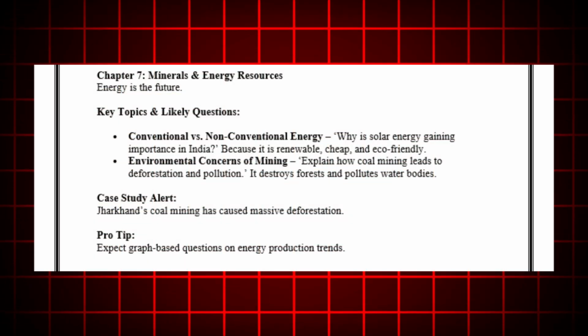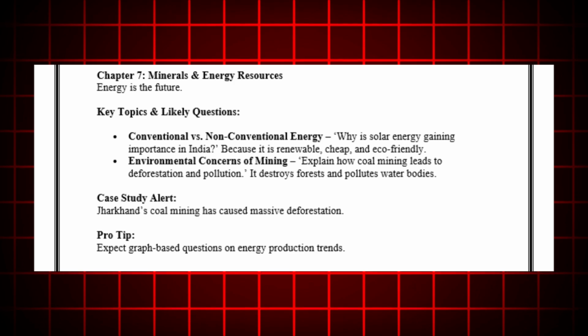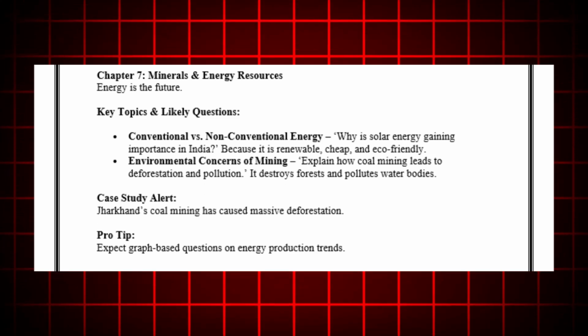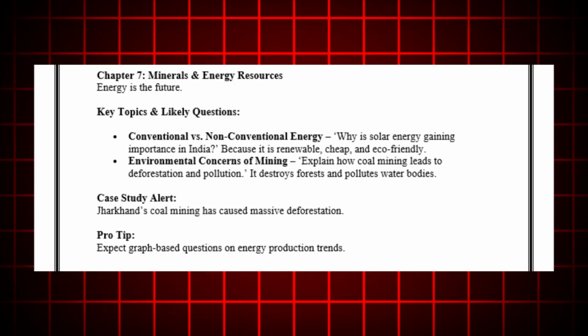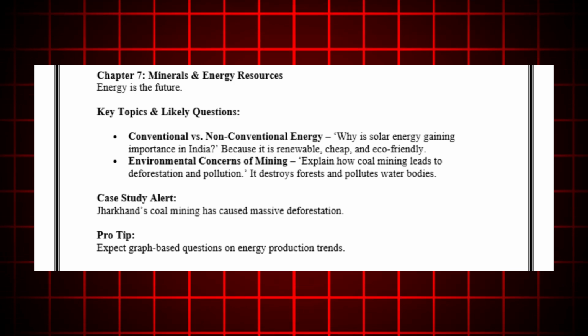Chapter 7, Minerals and Energy Resources. Energy is the future. Key topics and likely questions. Conventional versus non-conventional energy. Why is solar energy gaining importance in India? Because it is renewable, cheap, and eco-friendly. Environmental concerns of mining. Explain how coal mining leads to deforestation and pollution. It destroys forests and pollutes water bodies. Case study alert: Jharkhand's coal mining has caused massive deforestation. Pro tip: expect graph-based questions on energy production trends.